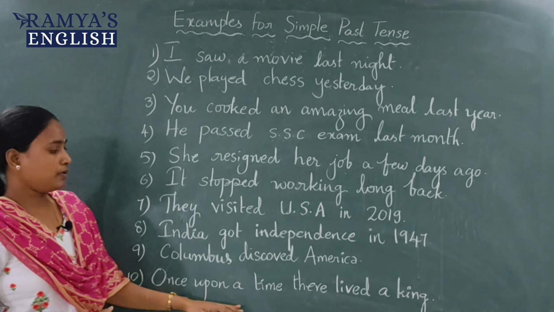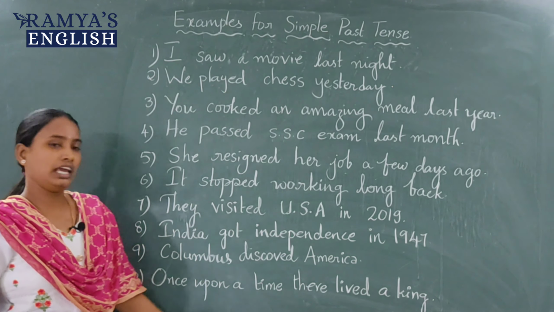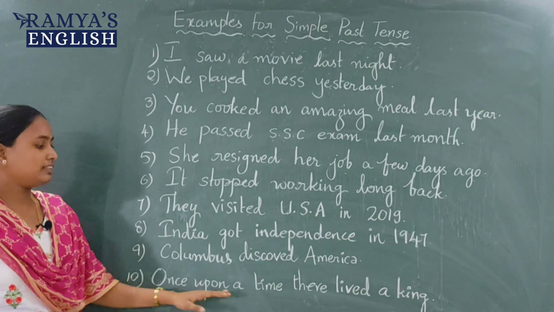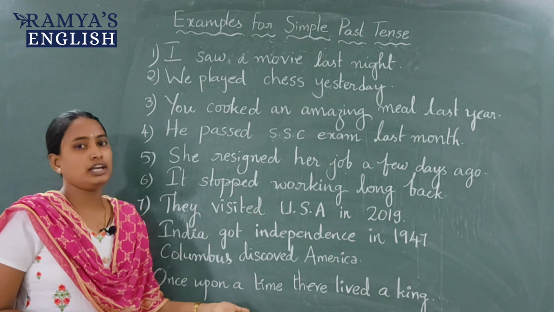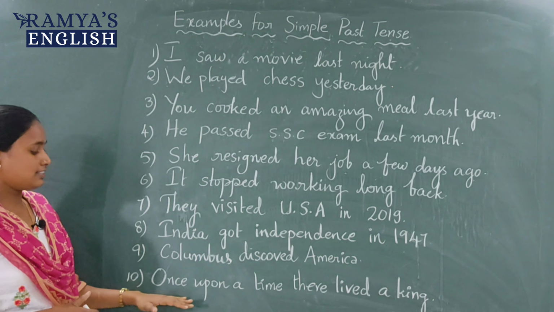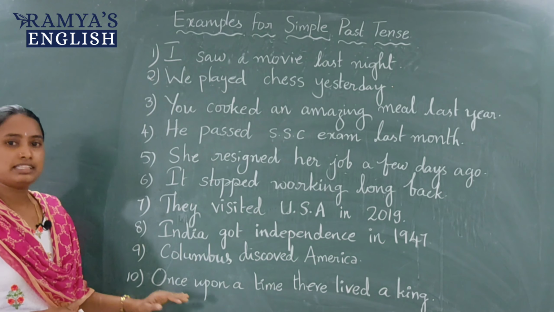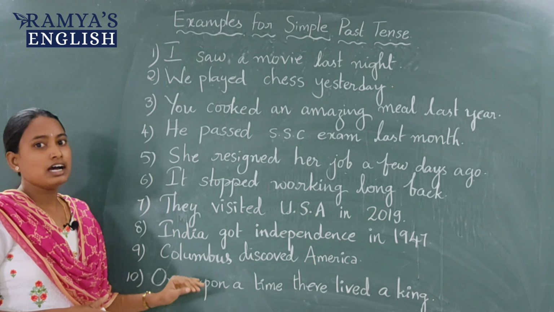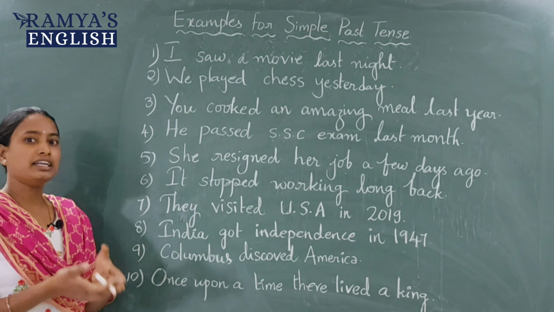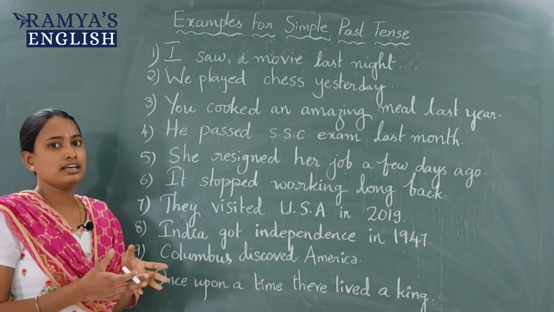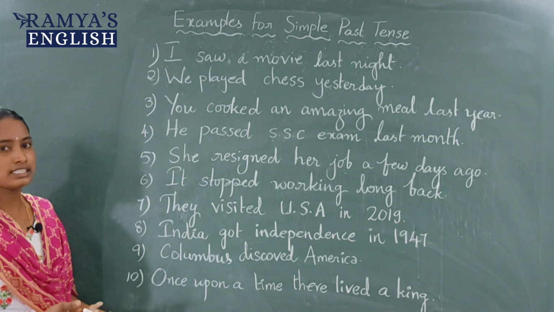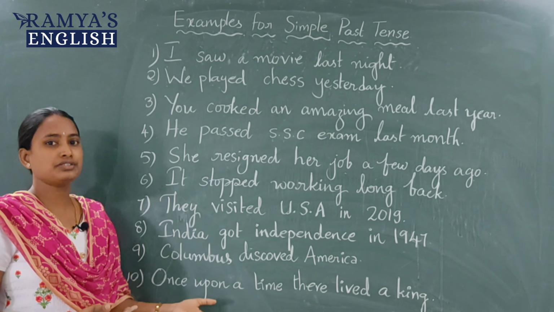So next, once upon a time there lived a king. While saying stories, the first words in the story we use are once upon a time or once. So these are the words we use generally. These are the past indications and generally we use this past indication at the end of the sentence. But generally in stories which happened in the past, for those stories we use these terms at the beginning of the story.